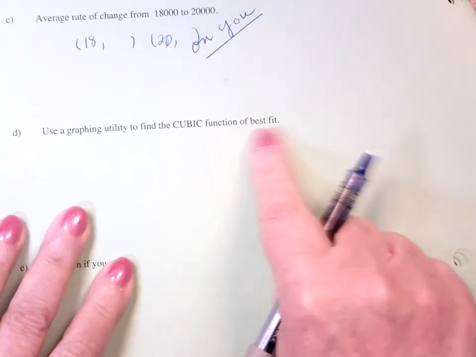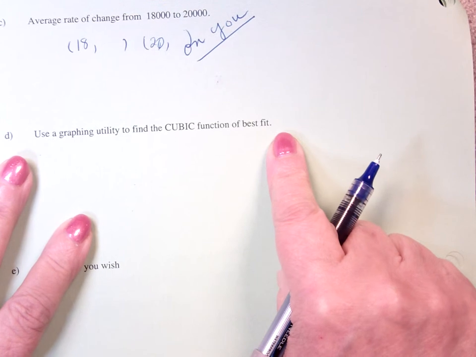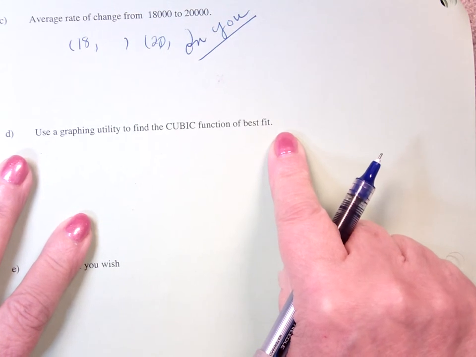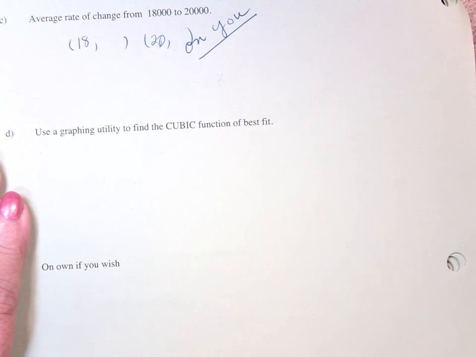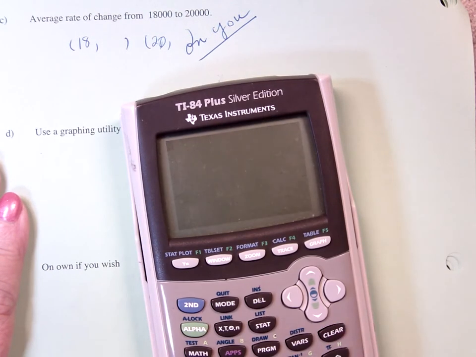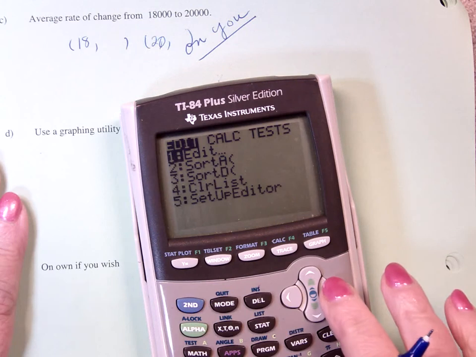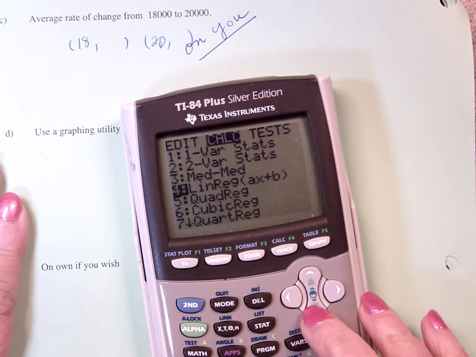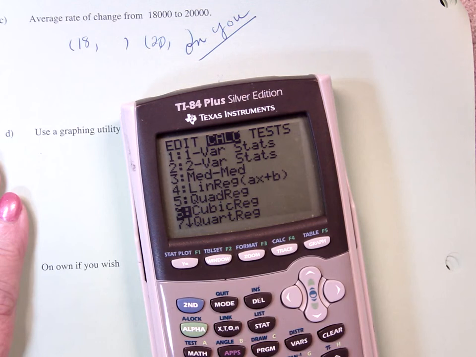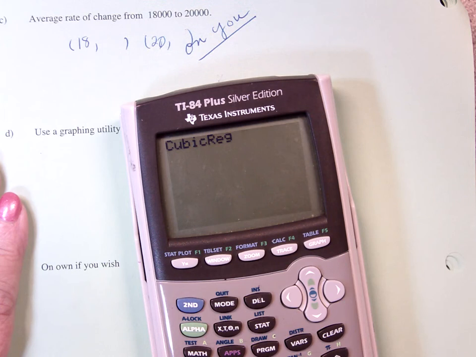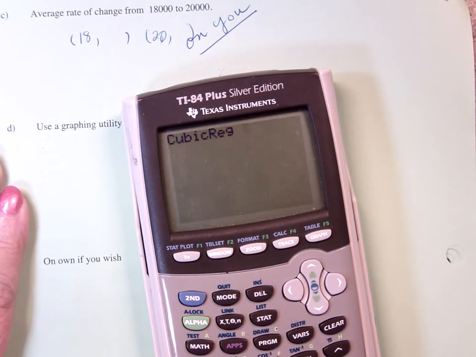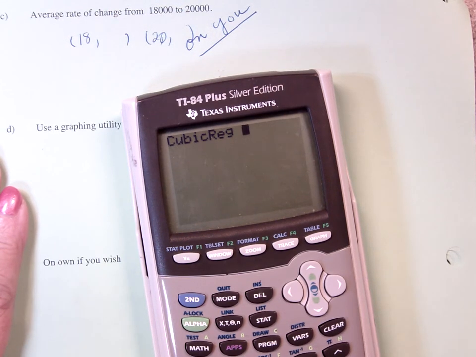So then it says use a graphing utility, so you're going to use your calculator to find a cubic function of best fit. We've got our data loaded, so it's stat, calculate, and now you notice I'm going to go down to 6. 6 is cubic regression. Choose that. The default on this calculator is L1 and L2. In other words, the X values are in L1, the Y values are in L2. And I just have to press enter.